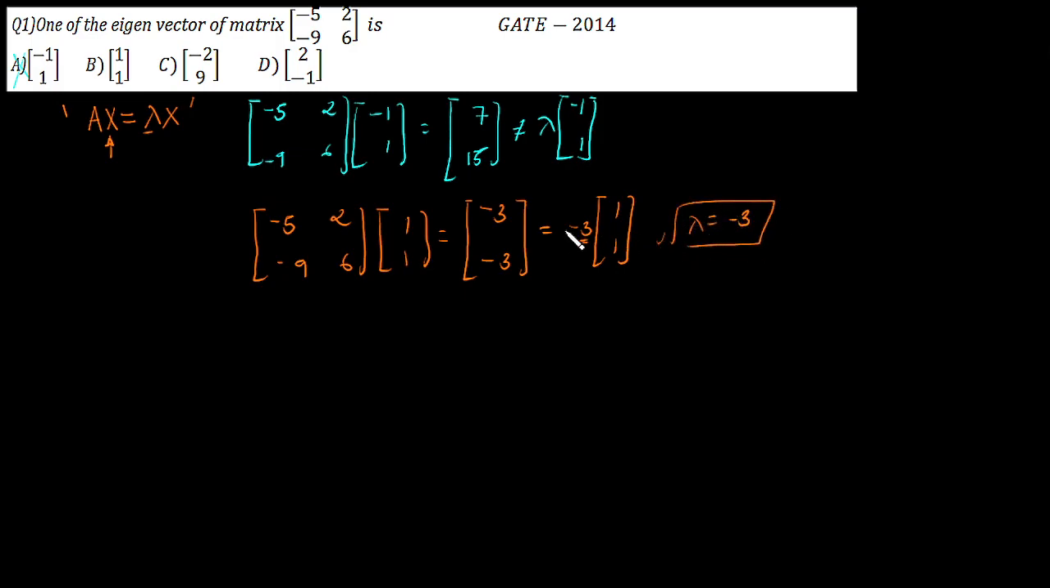So in a nutshell we can say that option B contains the correct eigenvector for this 2 cross 2 matrix, because the vector given in option B is satisfying this condition. Now for more clarity you can also go through options C and D. Let's quickly do it. They will not satisfy this condition.